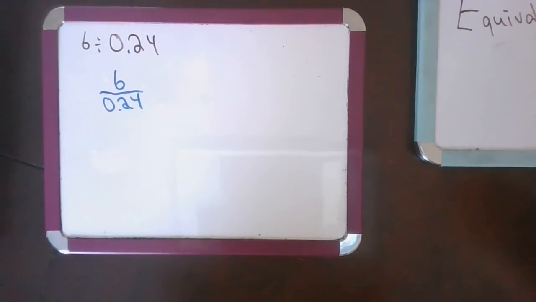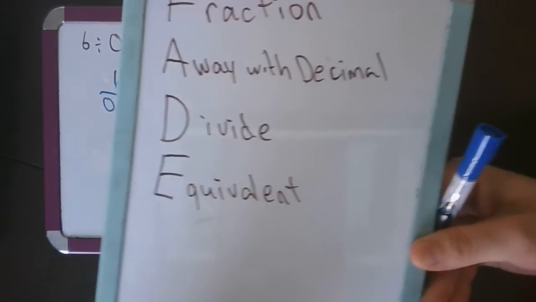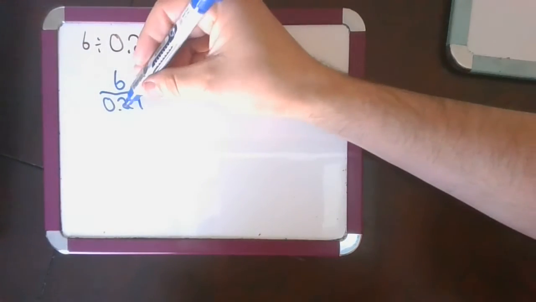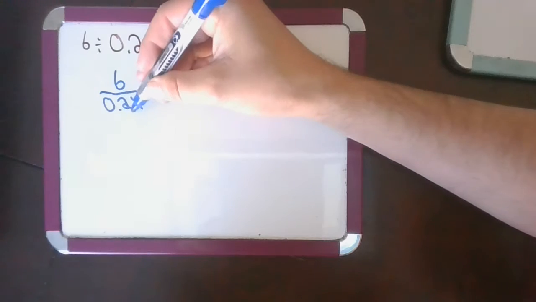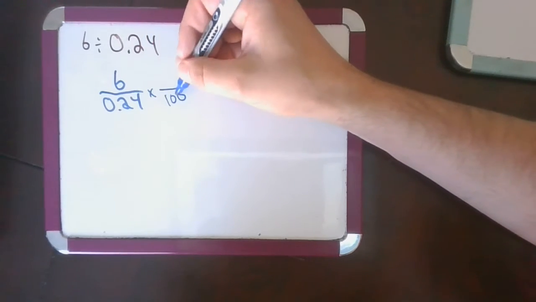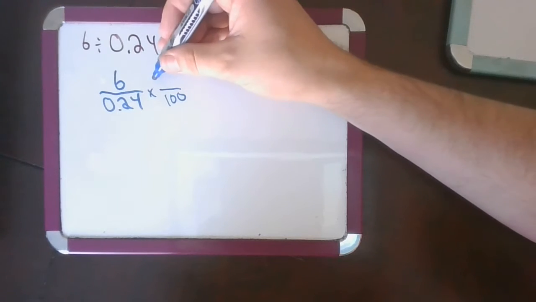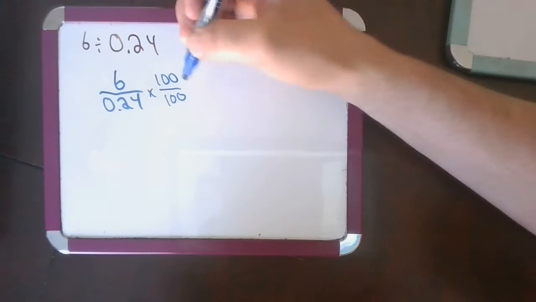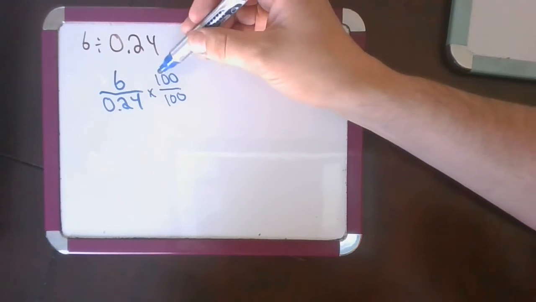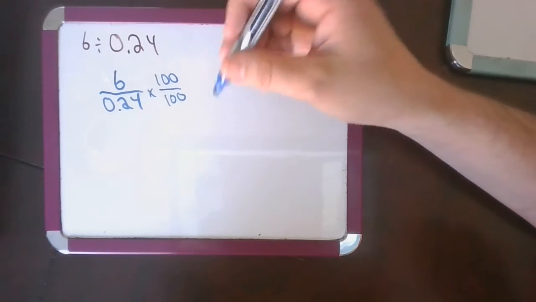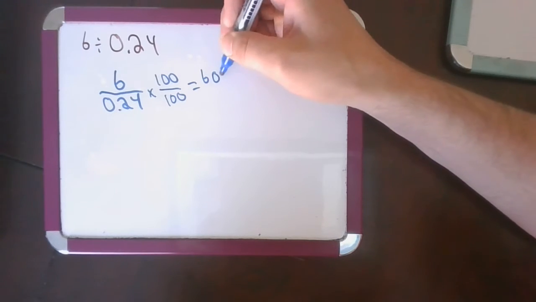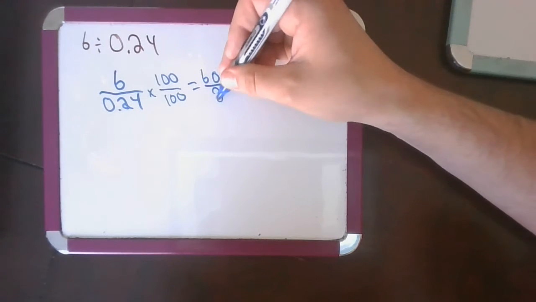All right, next step, A. Our next step with A would be away with the decimal points. To get rid of this decimal point, I need to move the decimal 2 spots over, so I'm going to be multiplying it by 100. If I do that to the bottom number, I need to do it to the top number as well for it to stay an equivalent fraction, because I need it not to change. I'm multiplying it by 1. 100 over 100 is equal to 1. So when we multiply this, I've got 600 over 24.